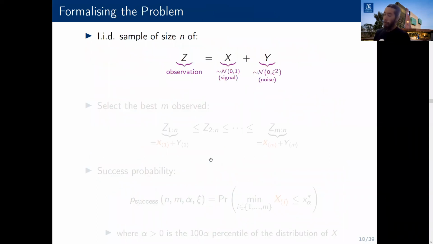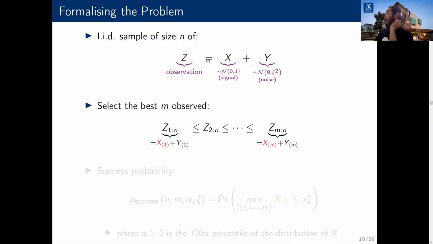So taking this thought experiment, we can formalize the problem a bit. Now let's suppose we've got this IID sample of size n of these observations, which we'll call Z. And this consists of some X value, which is the thing we care about, plus some noise Y. And Y has some variance of Xi squared. So we'll go ahead and observe all n, and we'll select the best m, denoted like this. And each of these observations is decomposed into its original X that we care about and the noise.